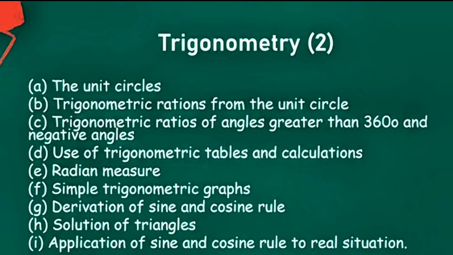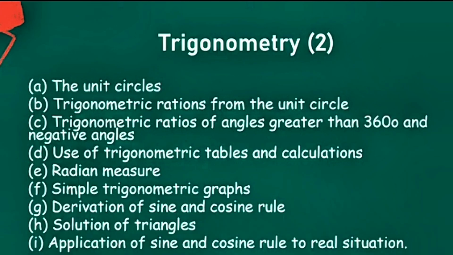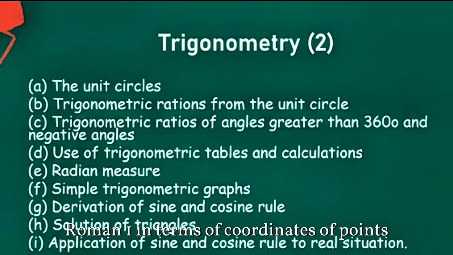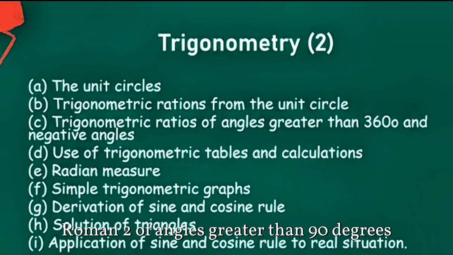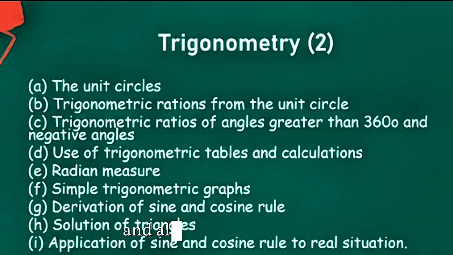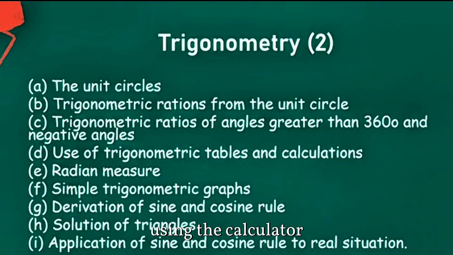In this section, we shall consider trigonometric ratios: one, in terms of coordinates of points for all angles, positive and negative; two, of angles greater than 90 degrees and also of negative angles using mathematical tables; three, of all angles, positive and negative, using the calculator.